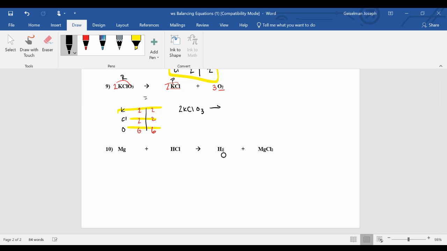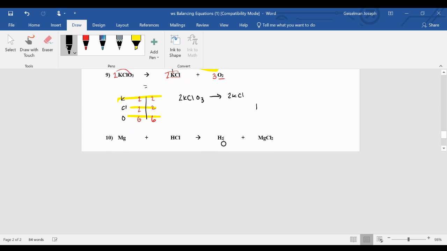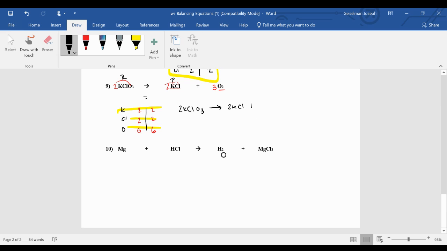2KClO3 gives us 2KCl plus 3O2. All right, almost done. One more.